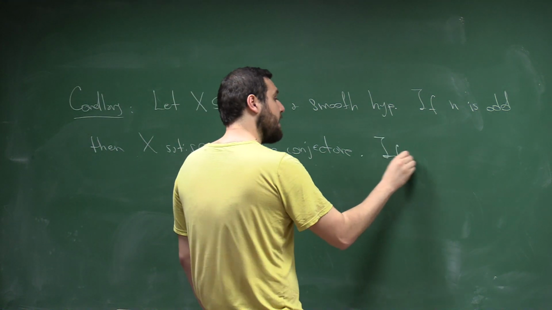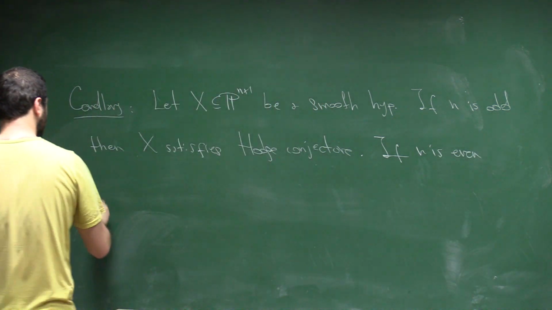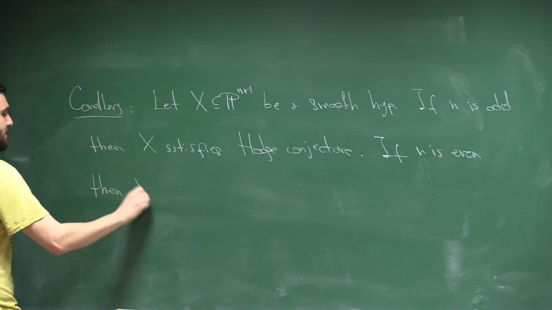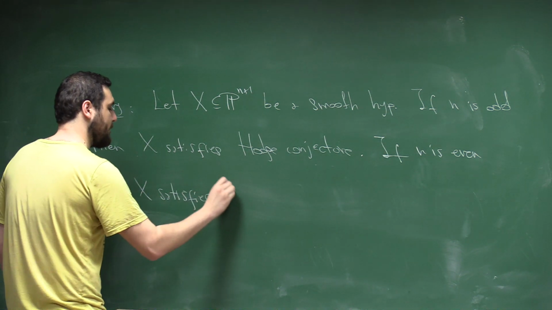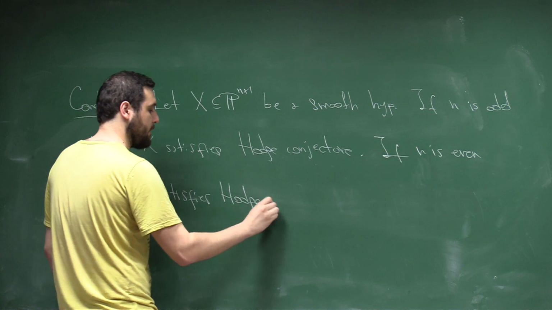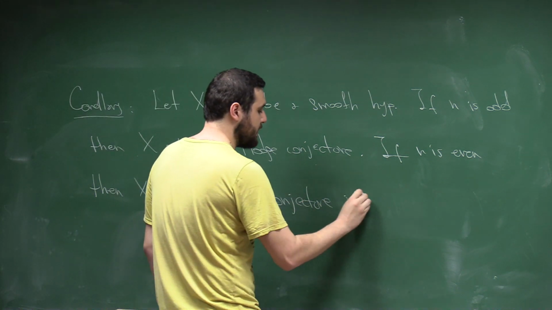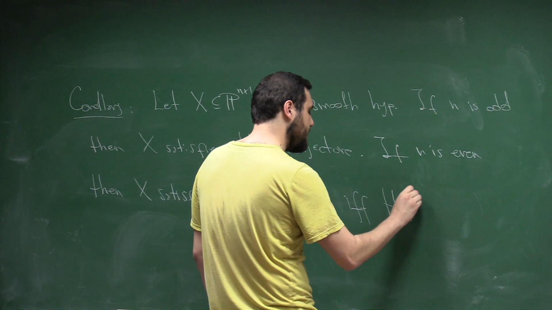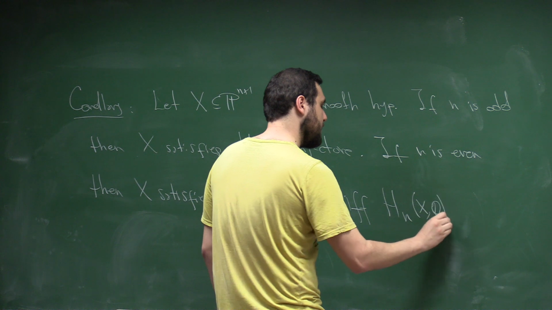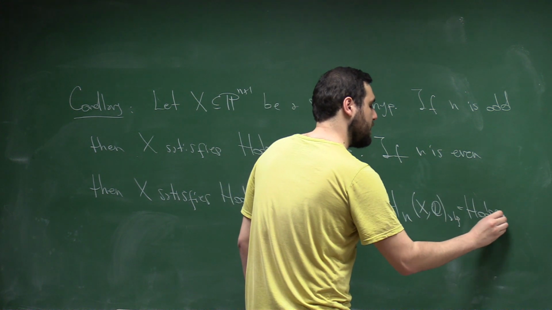And if n is even, then X satisfies the Hodge conjecture if and only if it is true for the middle homology, H^n of X, Hodge equal to Hodge, n of X.